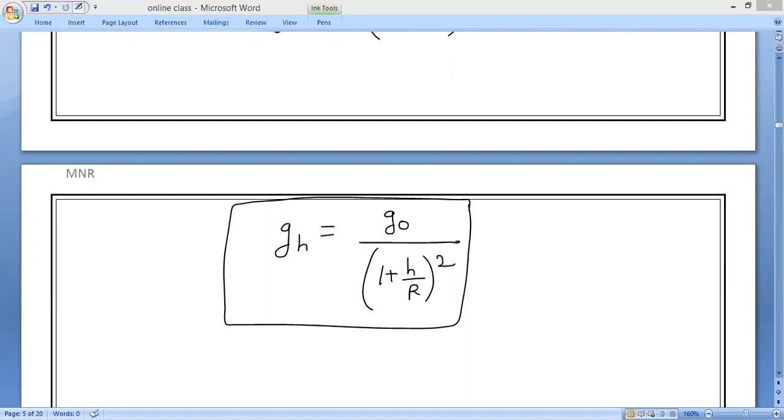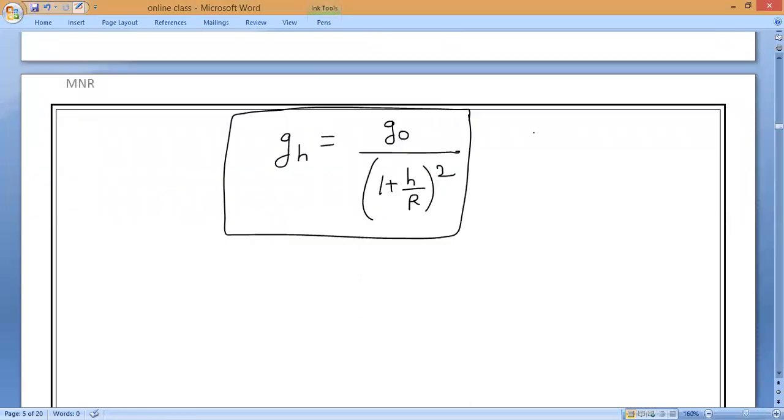Now, if the height is very close to the earth, that is an extreme case. At a certain height, suppose a person is at 10 kilometers above, 20 kilometers above, 30 kilometers above, then we have to use the formula for finding g_h: g_h is equal to g naught divided by 1 plus h by R, whole square.